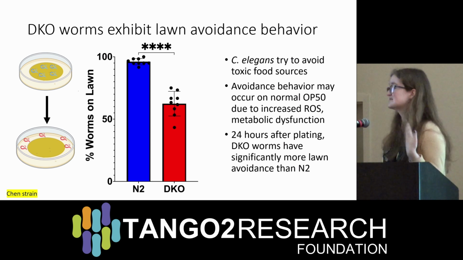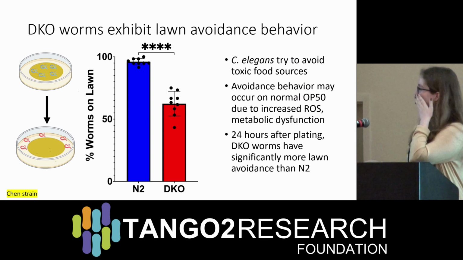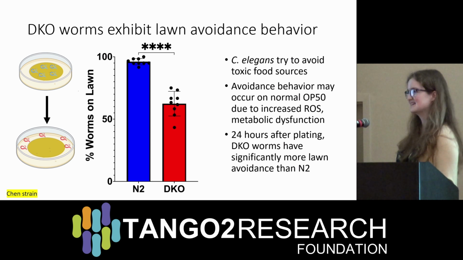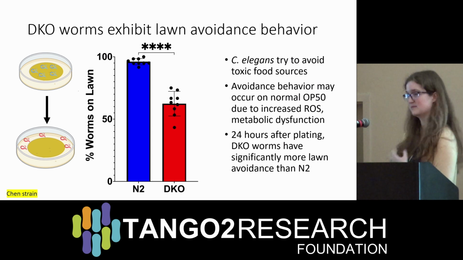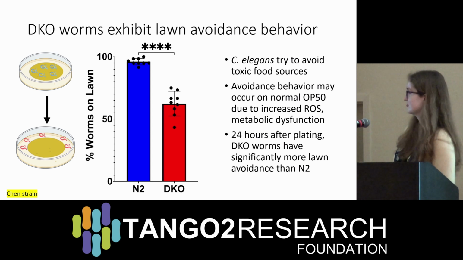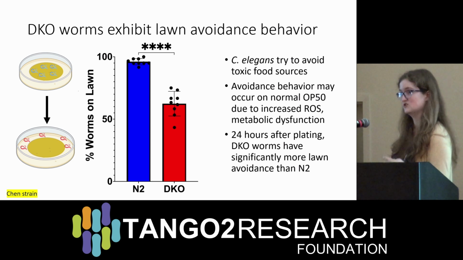But to us, that again tells us that when our worms are missing these equivalents to TANGO2, they're having some kind of metabolic dysfunction that is telling them, you're not getting the nutrients that you need. You need to go look for them somewhere else.